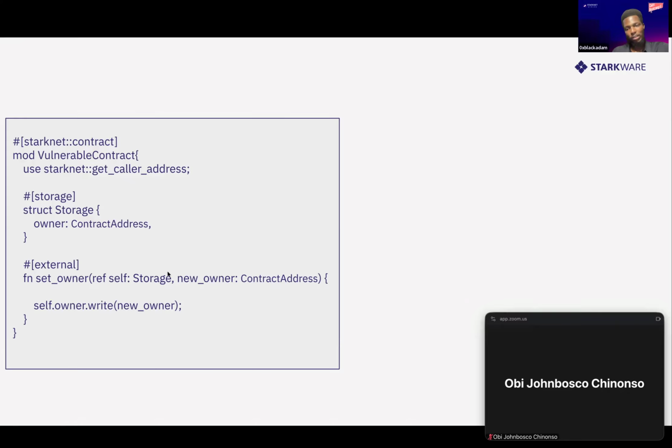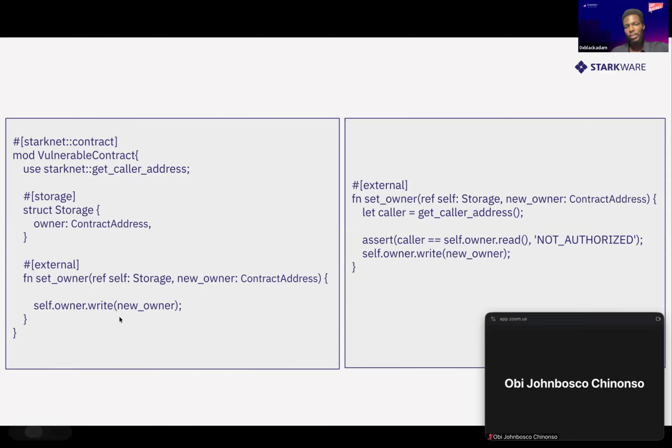And just as the other person said about getting the caller address, you're supposed to get the caller address and compare it to what we have here in this owner before you now write to the state. And this is the correct code snippet here, right? So I get the caller address, whoever is calling the set owner function. I compare it to what we have in our storage here, the owner. And if this caller is not the same person we have here, you are not authorized to set this function. But if you are the caller, then you can set another new owner.